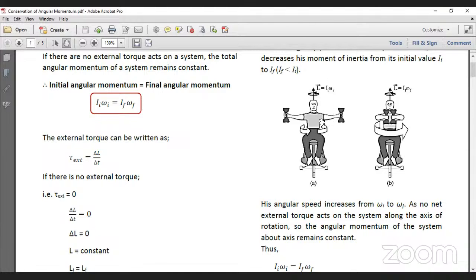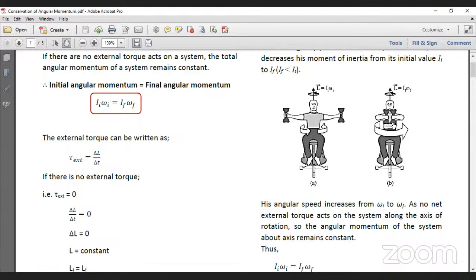If we ask this child, picture, what's happened in this situation, the first case has a larger moment of inertia, because the mass is distributed away from this axis of rotation. So its moment of inertia is larger. In the second picture, if we bring the masses towards his body, the moment of inertia gets lower, so it reduces.